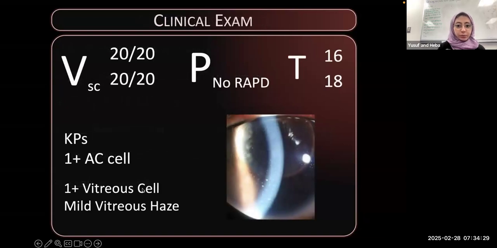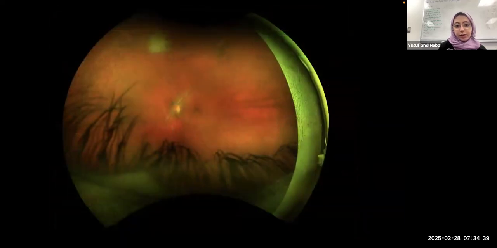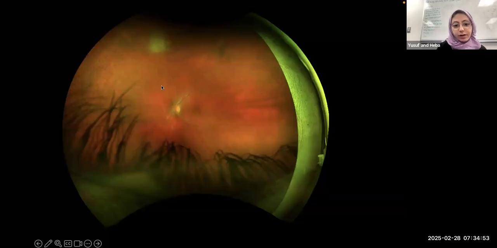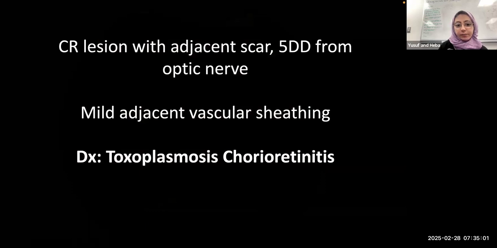For his clinical exam, his vision was pretty good, 20/20, and he had a very, very mild AC reaction, a little bit of haze. And on exam here, you can see that there is a hypopigmented chorioretinal lesion superiorly, and there's a bit of hyperpigmentation adjacent to it. So pretty classic for toxoplasmosis, and not a lot of haze. You can see a bit of vasculitis adjacent to it, the Kyrieleis plaques next to it over there.